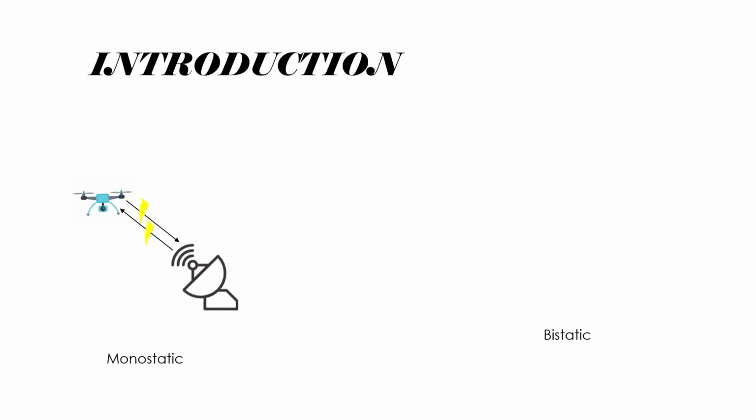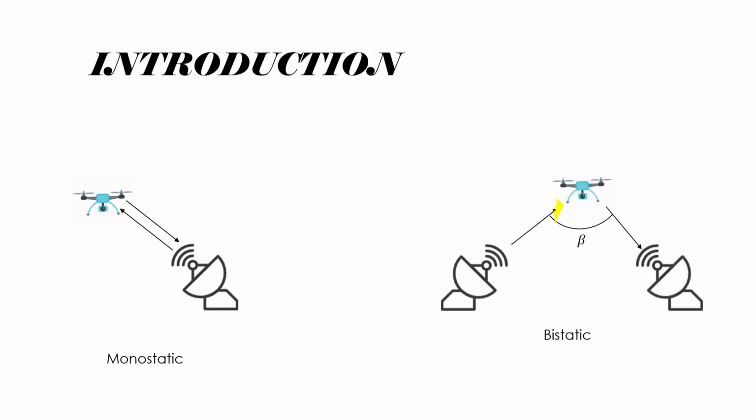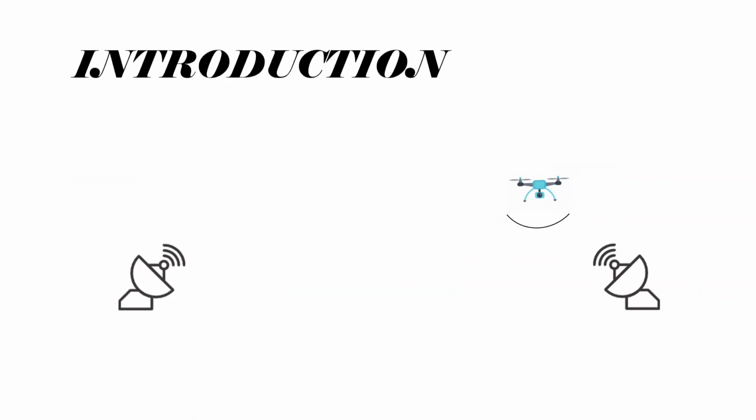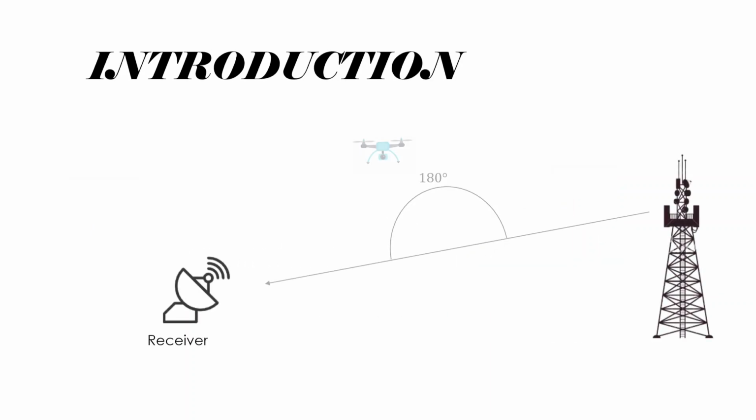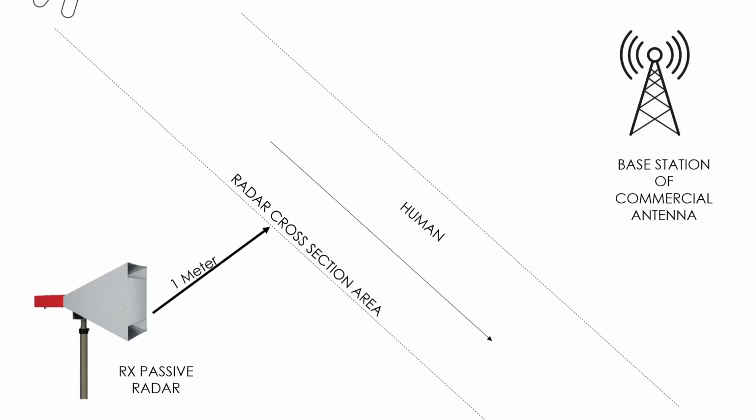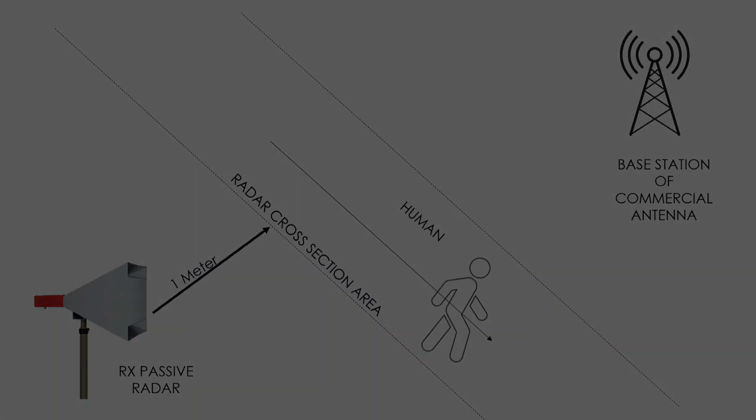Radar systems can use monostatic or bistatic configurations. Forward scatter radar detects targets by analyzing signal changes when they pass between a transmitter and receiver. This project uses passive forward scatter radar with LTE signals to detect humans without an active transmitter.